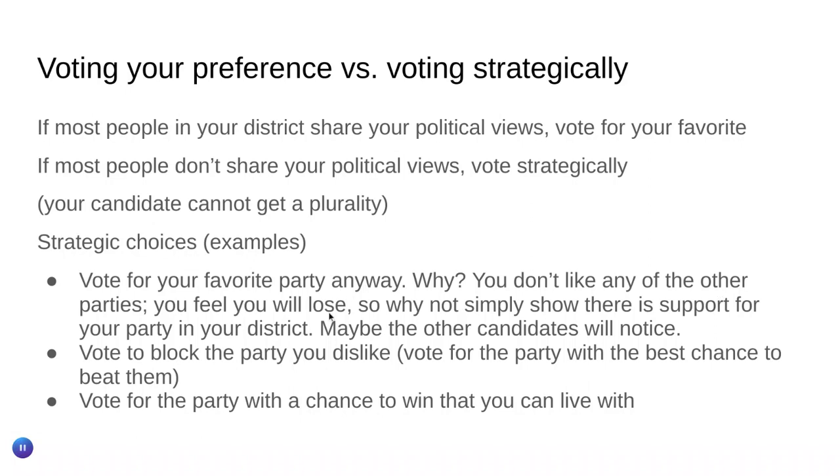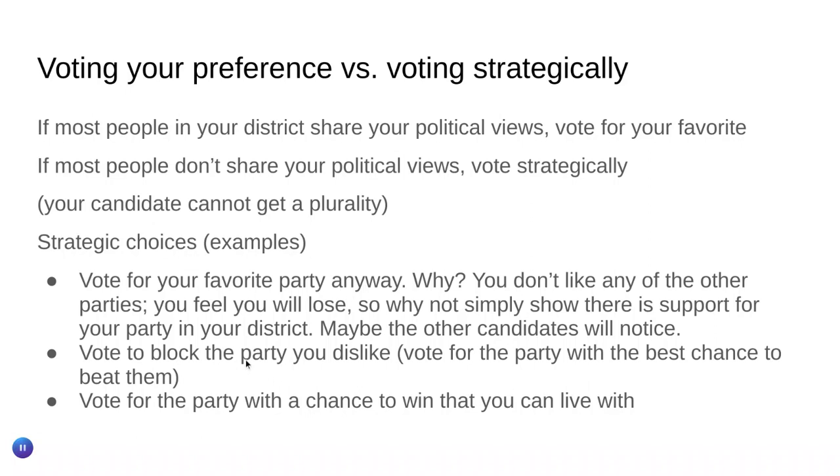Suppose you don't like the other parties, you don't like the Conservatives or the Labour Party, and you think, I'm going to lose anyway, so I'm just going to vote for my favorite party so I can at least register in this election that there are a handful of people in this district who like my party. And maybe the Labour and Conservative leaders will notice that and maybe try to throw you a bone, something that your party supports that they could get behind in the next election to appeal to you, especially if there's a significant number of people who vote like you do, even though they are nowhere near a majority.